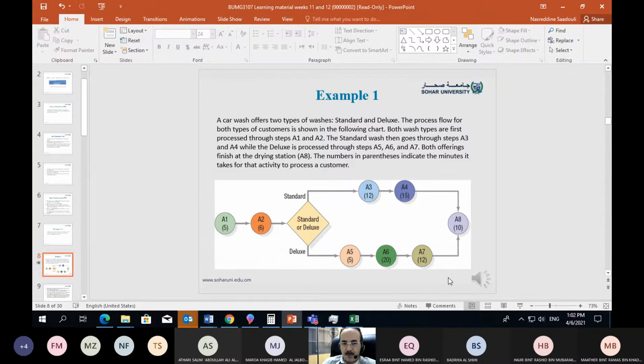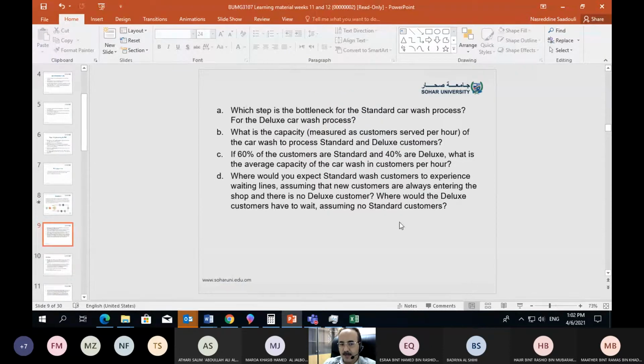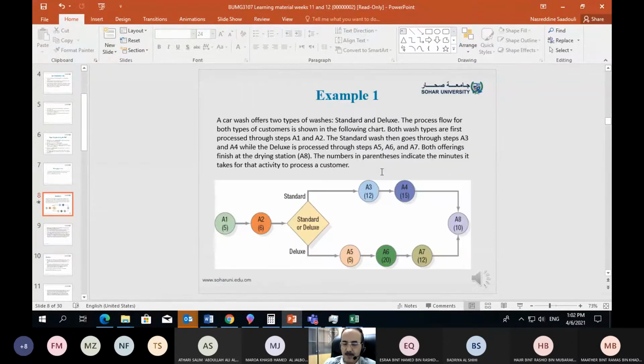In this particular example, we have this car wash that has two types of wash. You have the standard and the deluxe, and a car goes through a number of different stations depending on its type. Okay, they all go through A1 and A2. The time it takes at each of the stations is given here. You have 5 minutes here, 6 minutes here. Then you have for the standard, okay, it goes through A3, A4, and then to the last station, which is A8, the drying station. For the deluxe, it goes in the other direction. And the questions are: determine the bottleneck for each type of process, the capacity, and so on and so forth.